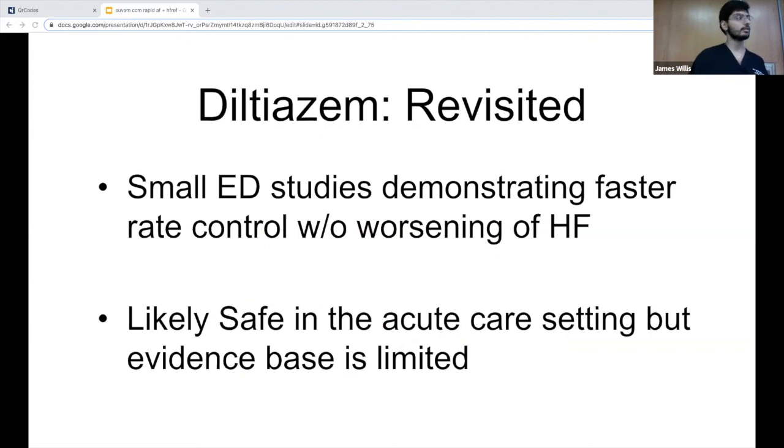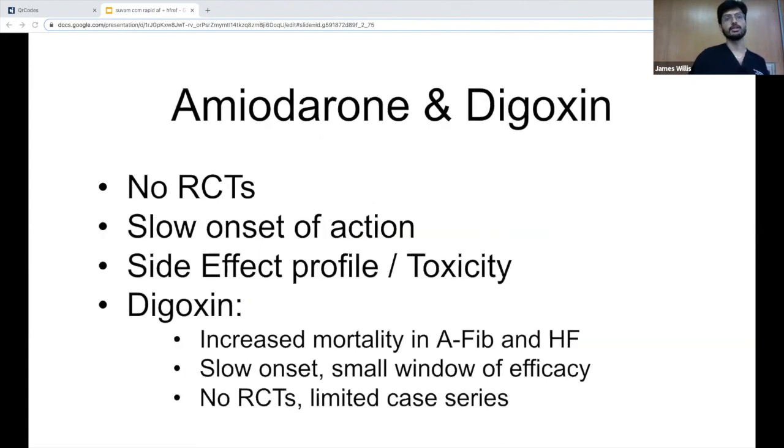You can think about calling cardiology for these patients too, but it's really a bind, because all the agents that you have available are not super great. Giving someone digoxin, not super great. Starting someone on amio, terrible side effects, right? They all cause hypotension to some degree as well. Amio and digoxin have a really slow onset of action. Their side effect profile and toxicity are quite significant. And they also don't really have RCTs either. There's obviously more clinical experience with using these drugs for these patients.